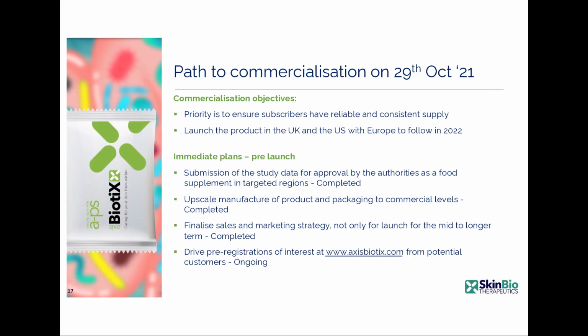So our path to commercialization. I talked at the end of that video about our priority being to ensure that we have a reliable and consistent supply chain. I cannot stress that enough. The biggest mistake that we could ever make right now is to over-egg this and get greedy. We need to make absolutely certain that when someone subscribes to this product, when they go onto our website and buy this product, they expect it to arrive every single month on time.